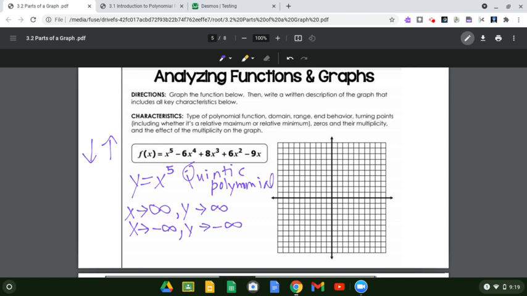As x is going towards negative infinity, y will be going toward negative infinity. The domain and range, it's a quintic polynomial. Our domain and range will be, we can look at Desmos. Let's go ahead and stick it in at this point so that we can find all of the other characteristics that we're being asked to find.